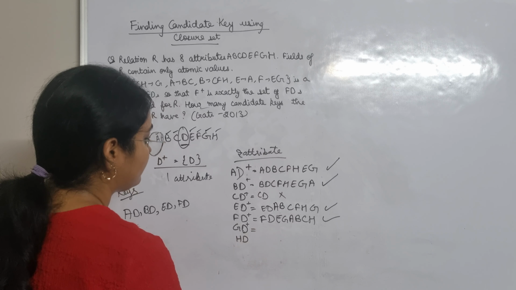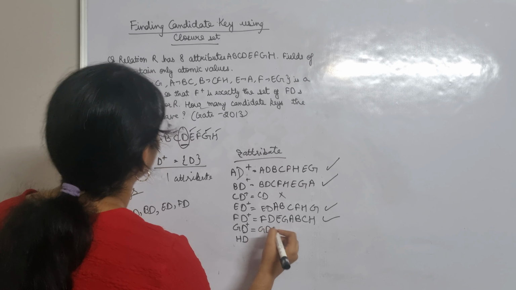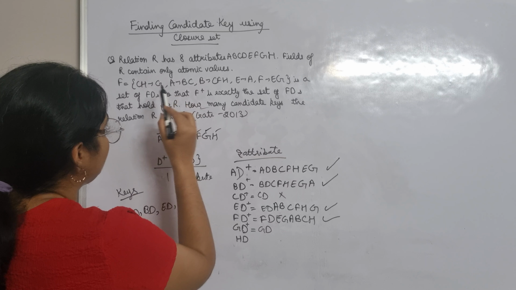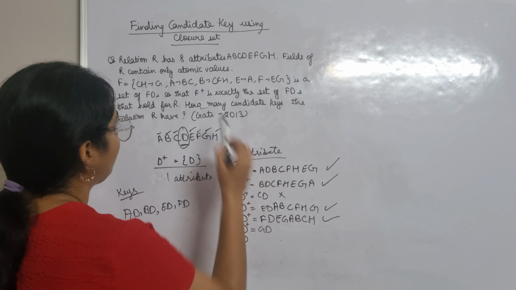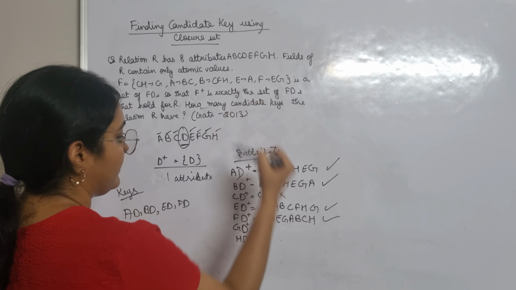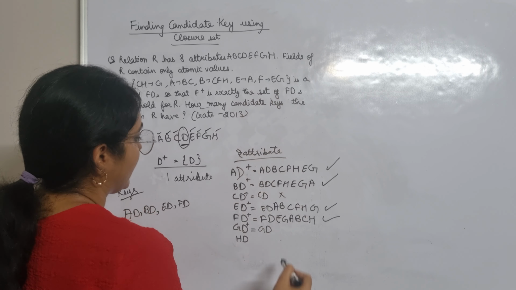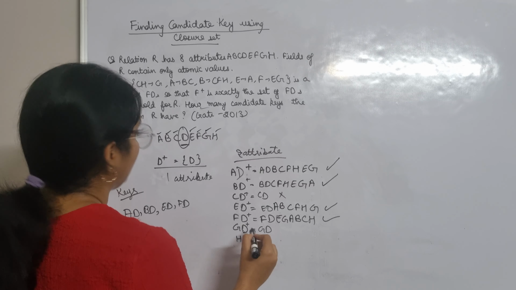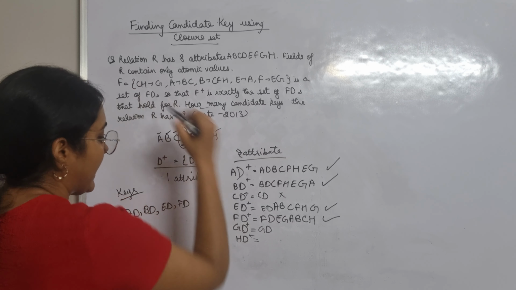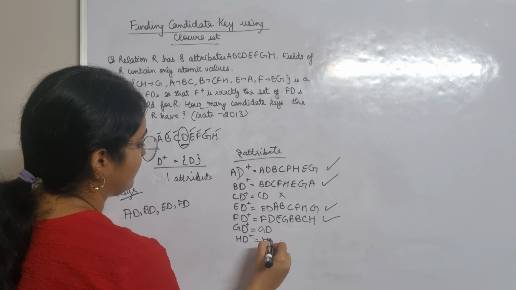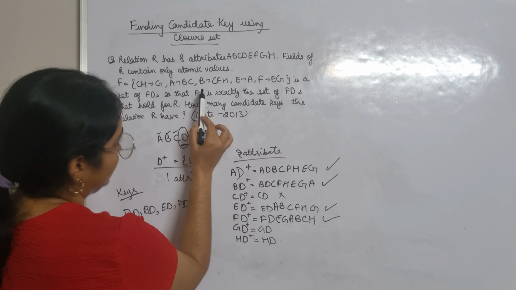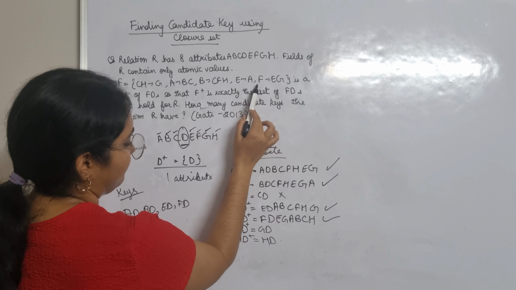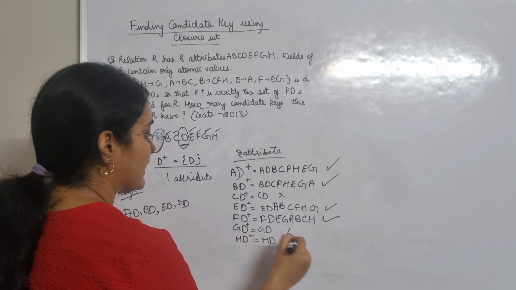Now GD. GD determines what? CH determines G, C we don't have. A determines BC, A we don't have. B we don't have, E we don't have, F we don't have. So that's it. HD, C we don't have. So HD we can write. C we don't have, A we don't have, B we don't have, E we don't have, F we don't have. So these are not candidate keys.